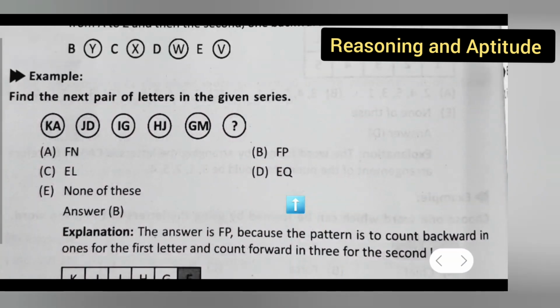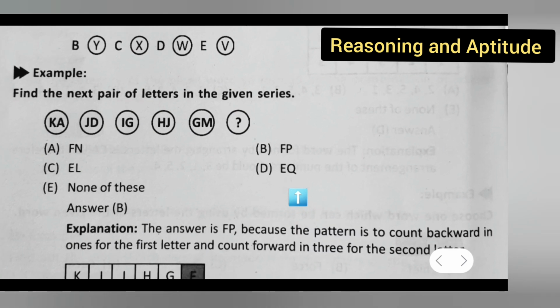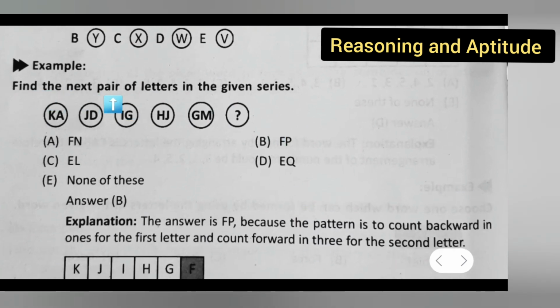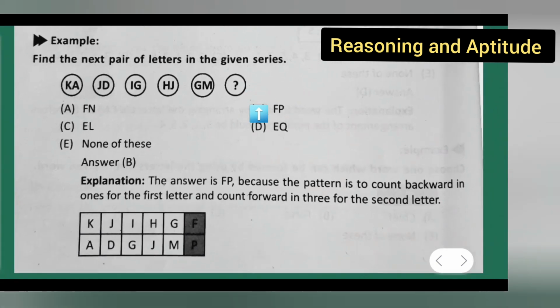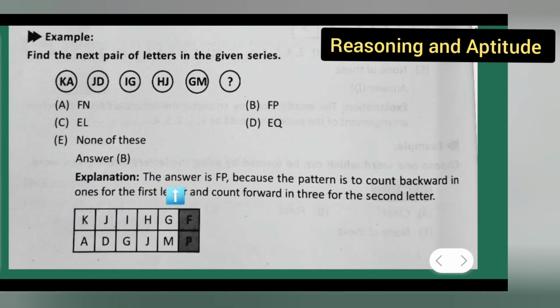Next, let us see the next example. Find the next pair of letters in the given series. You have to find a pair now. How are you going to find a pair? I have given you the explanation here only. The answer is FP, which means the correct option is B. And why is it? The reason is that the pattern is to count backward in one for the first letter and count forward in 3 for the second letter.